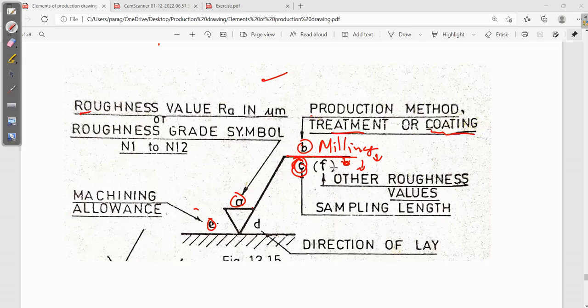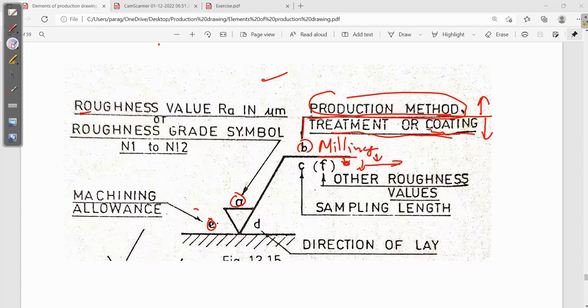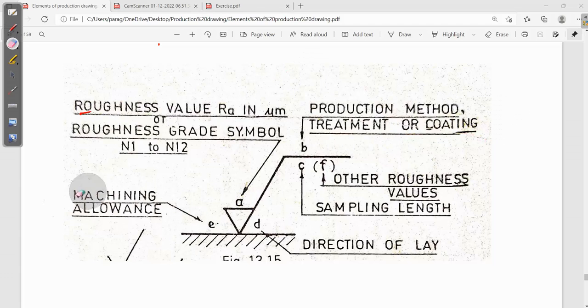Here your sampling length will come, beside it you write this, and write the coating treatment. Not below this line, sorry. Below this line, not this line. I made a mistake. Okay, below this line. What comes above this line? Production method, either milling or drilling, and below this line your coating will come. Okay. So any doubt in this? Please let me know.